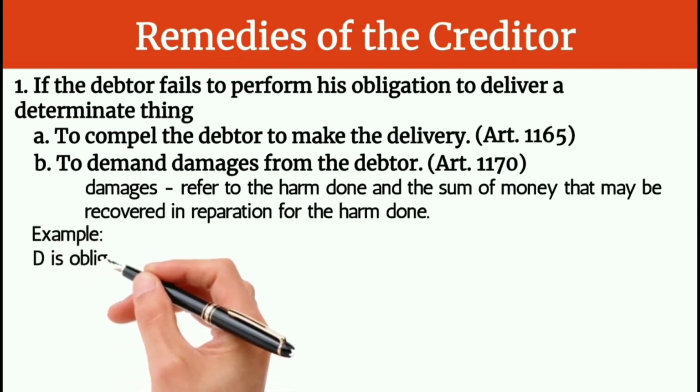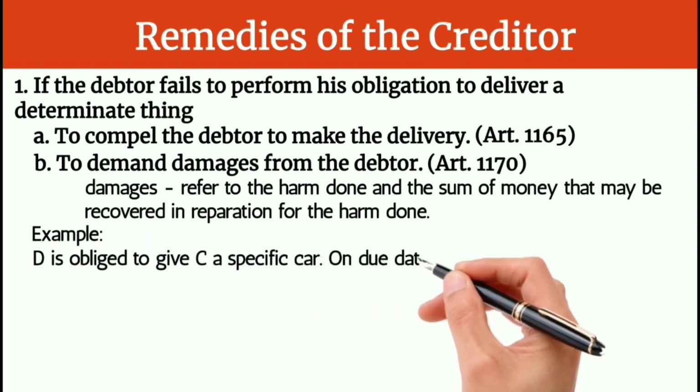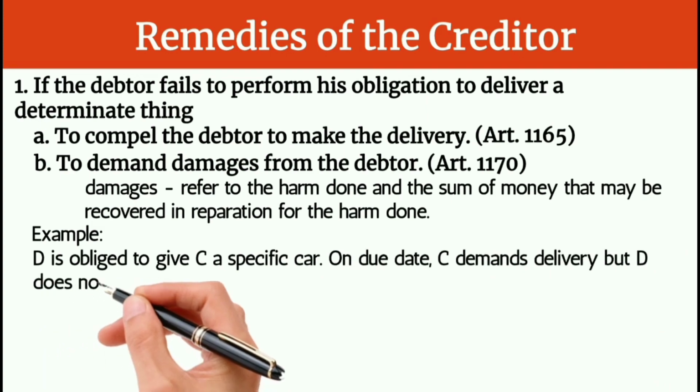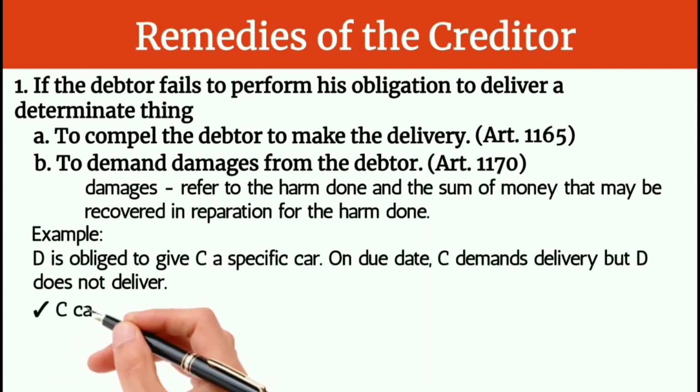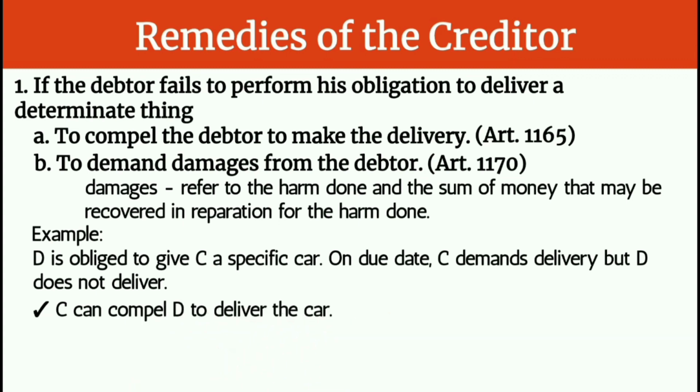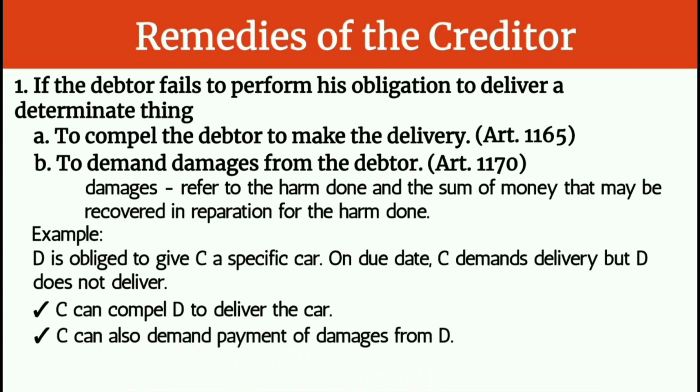Let's have an example. D is obliged to give C a specific car. On due date, C demands delivery but D does not deliver. Ang obligation ni D ay to deliver a specific car to C. Yun nga lang, nung nag-demand si C, hindi dineliver ni D yung specific car. In this example, it is clear that the debtor fails to perform his obligation to deliver a determinate thing or a specific thing. In this case, C can compel D to deliver the car. And aside from that, C can also demand payment of damages from the debtor or from D.